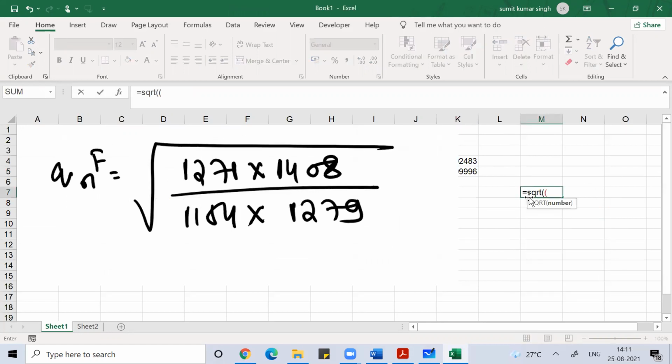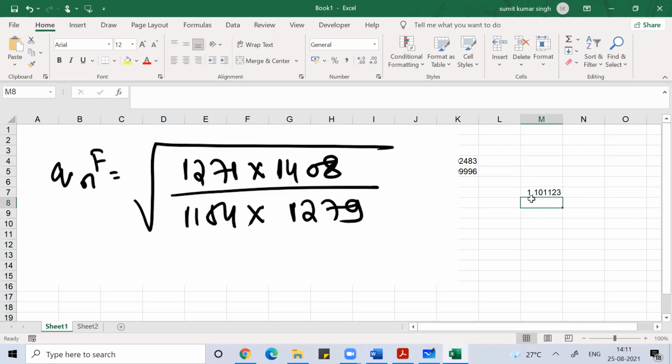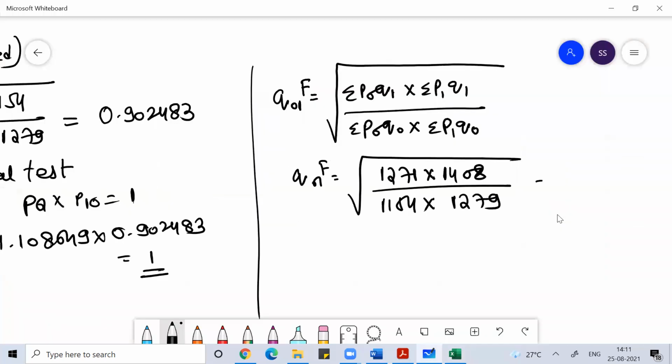I just use the calculator to find this value. SQRT for square root, 1271 into 1408. You can use the calculator just to save time. Divided by 1154 into 1279. This is 1.101123. Clear everyone?